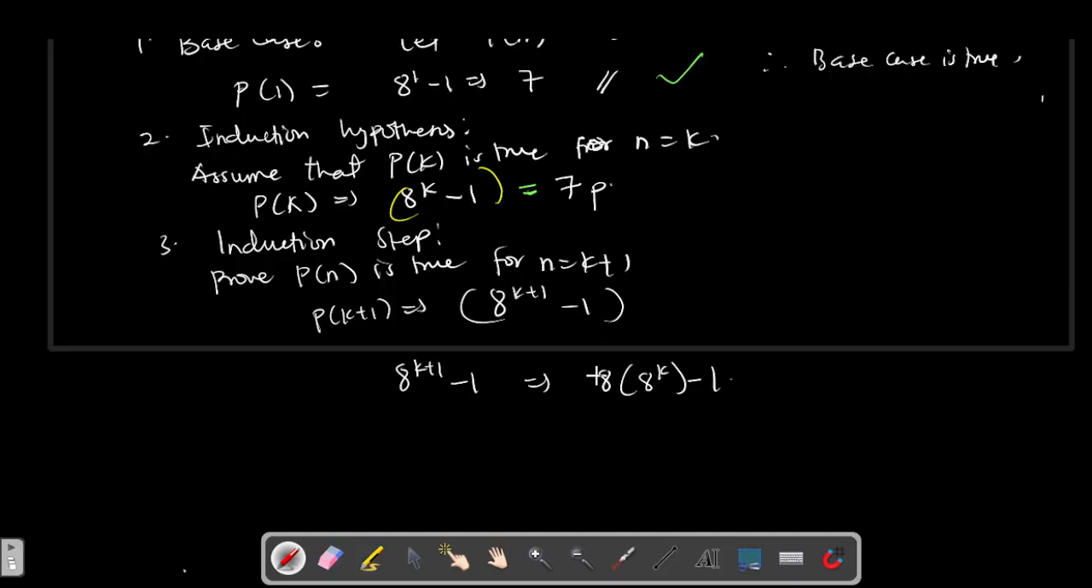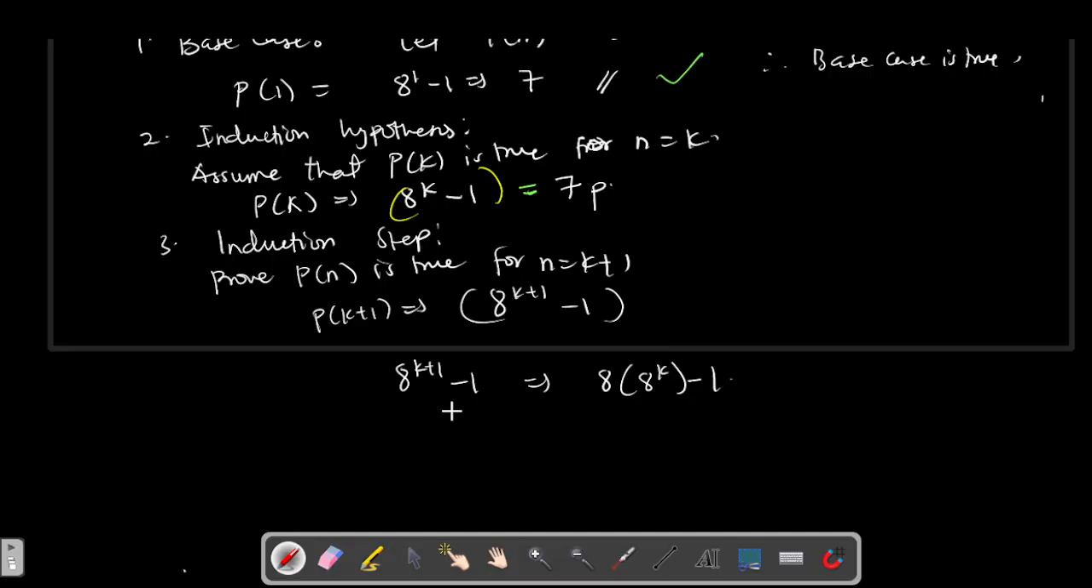You realize that the expression we have here is simple. From my assumption, the assumption says that 8 to the power k minus 1 is equal to 7p, indicating that it's divisible by 7. So how do I apply that here? In applying that here, we have 8 to the power k plus 1, but indices we decompose, we get 8 multiplying 8 to the power k. So at this point, it's so simple. We can make 8 to the power k the subject from our assumption.